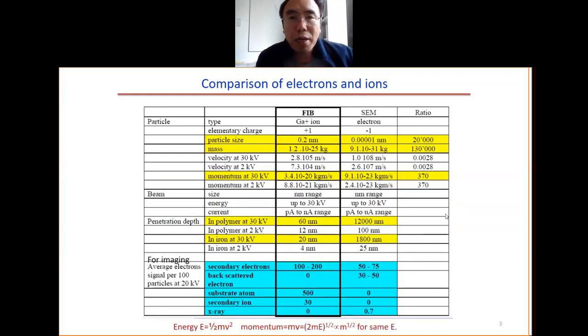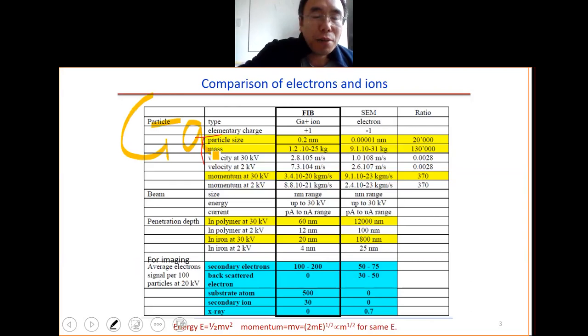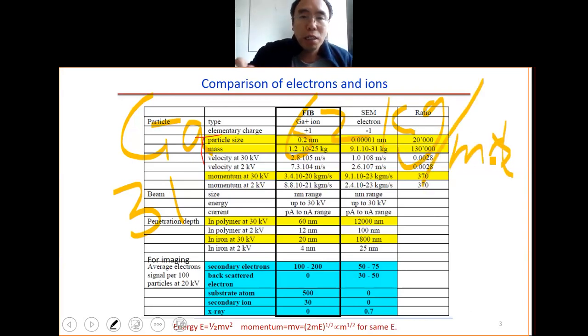So this table also compares the property of the electron and ion beam. So first we know that for the mass, we use gallium ion. The gallium ion has atomic number of 31. So the atomic weight will be about twice that, about 62 grams per mole. So the atomic weight is roughly double the atomic number.